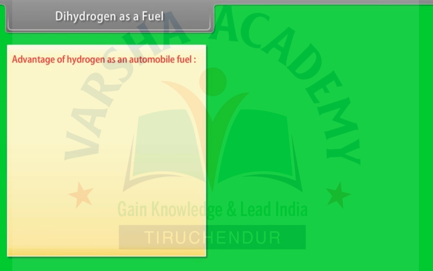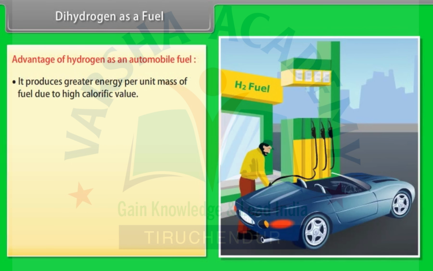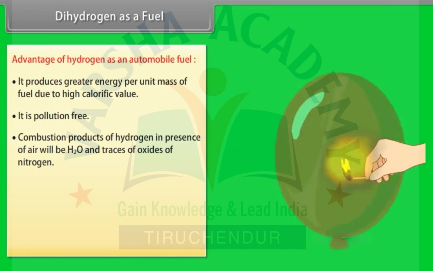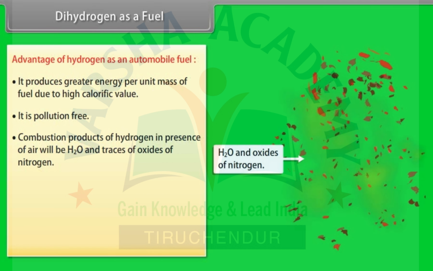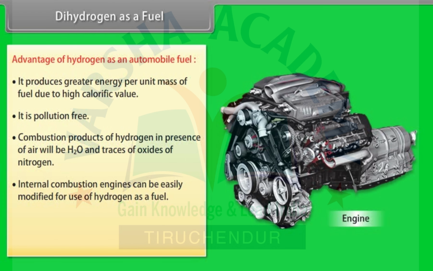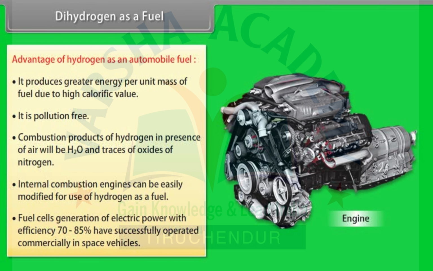Advantages of hydrogen as an automobile fuel. It produces greater energy per unit mass of fuel due to high calorific value. It is pollution-free. Combustion products of hydrogen in presence of air will be H2O and traces of oxides of nitrogen. Internal combustion engines can be easily modified for use of hydrogen as a fuel. Hydrogen fuel cells generating electric power with efficiency of 70 to 85% have successfully operated commercially in space vehicles.